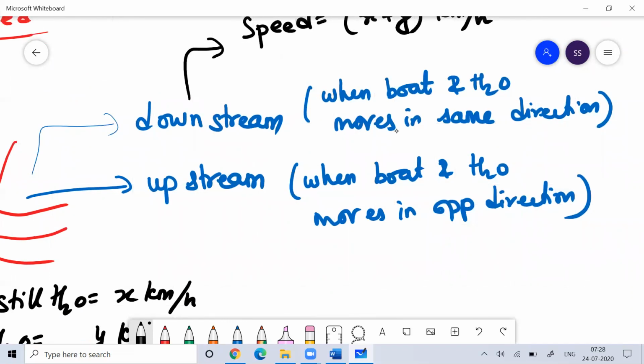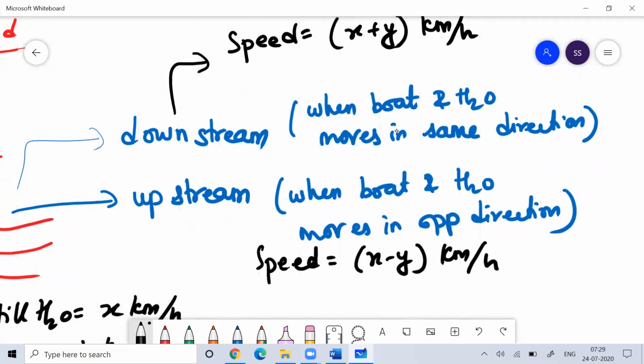So if the boat wants to move against the water, then the speed of water should be less than the speed of boat. When we talk about upstream, the speed in upstream is x minus y kilometer per hour. Whenever I talk about downstream, the speed in downstream is x plus y kilometer per hour.